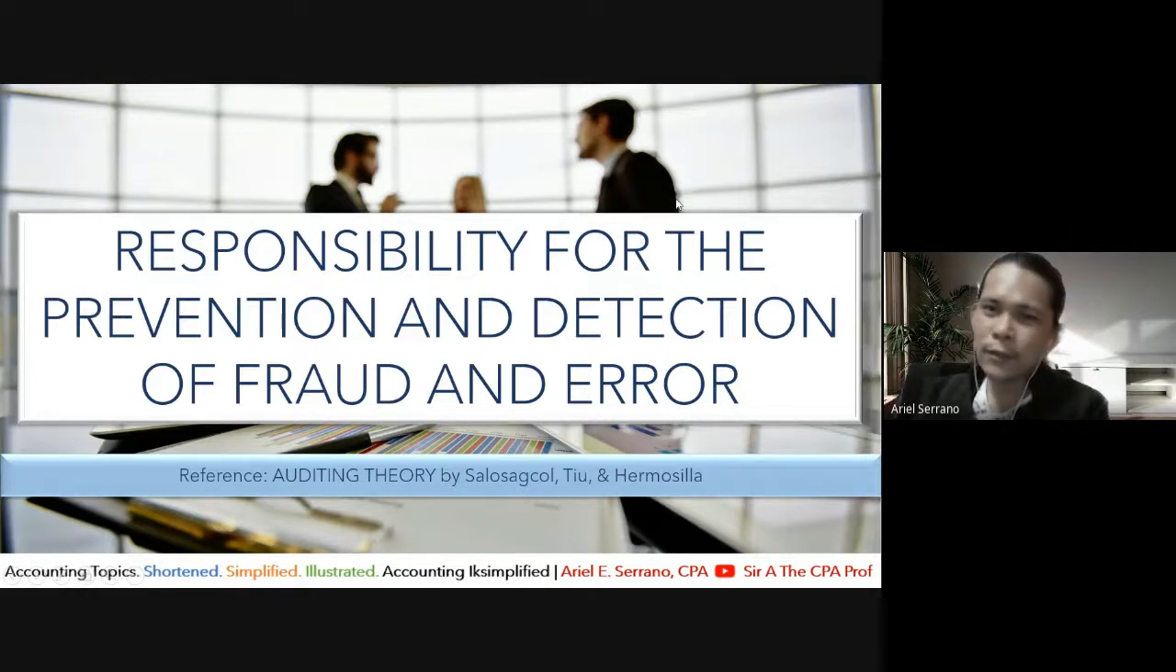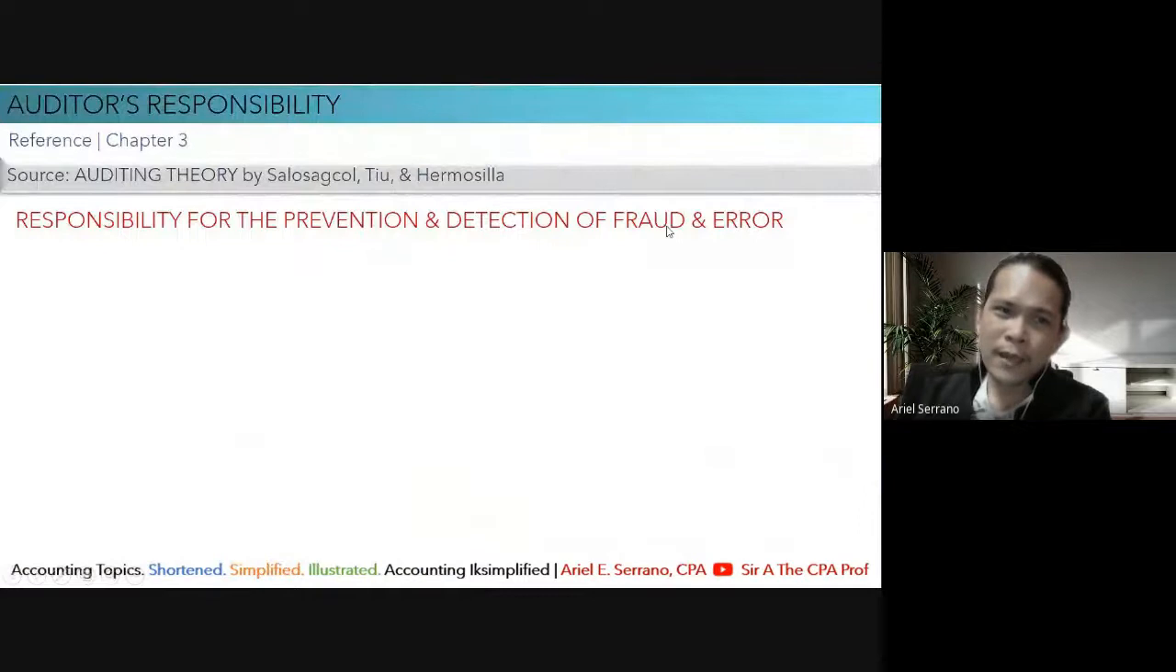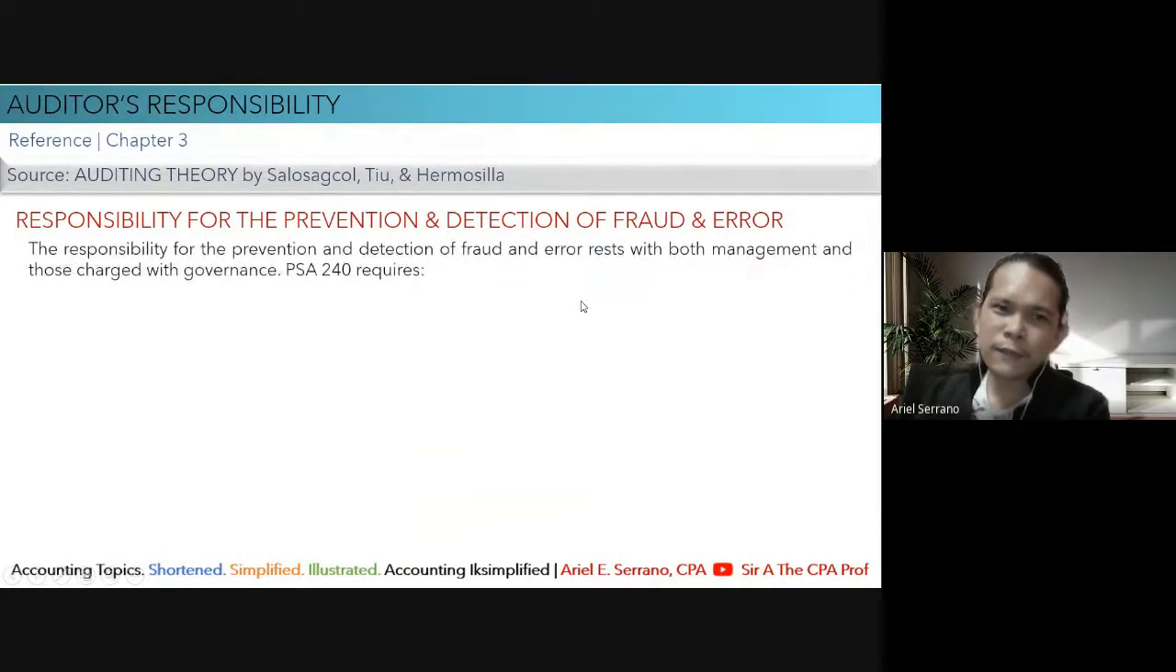Okay. No, pag-usapan natin ano yung responsibility, kaninong responsibility ang pagpe-prevent at pagde-detect ng fraud and error at ano naman yung role ng auditor. Okay. Now, the responsibility for the prevention and detection of fraud and error rests with management and those charged with governance. Please take note, ang may responsibilidad para makaiwas at makapag-detect ng mga fraud and errors ay ang management at saka yung mga in charge sa governance, yung mga board of directors, hindi po si auditor.